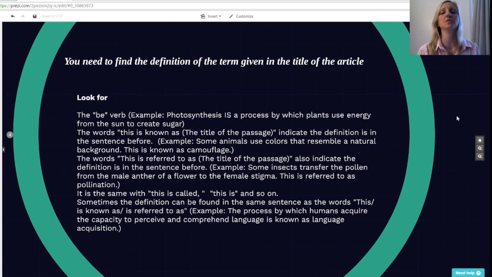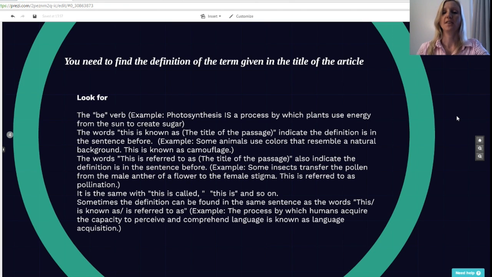But sometimes it will say this is known as, and then repeat the title of the passage, like this is known as photosynthesis. This indicates that the definition is found in the sentence before. For example, some animals use colors that resemble a natural background. This is known as camouflage.